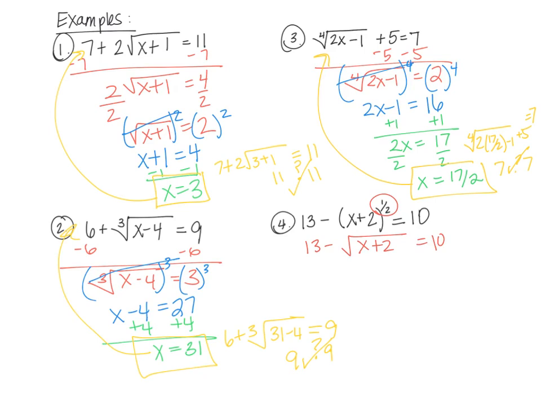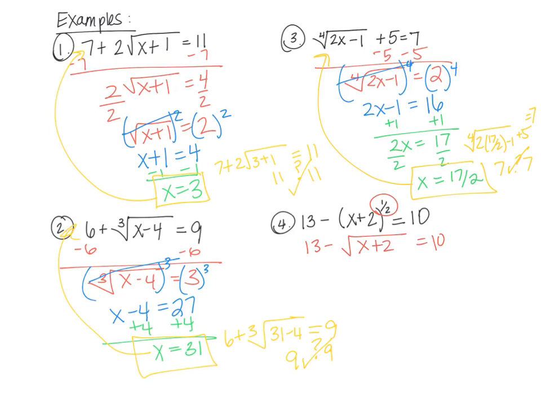What if it was a 1/5? Well, then it would be the fifth root of x plus 2. Say next time it was the 1/9. Then it would be the ninth root of x plus 2. Okay, so remember, if I have an exponent of 1 over something, it's just a radical.